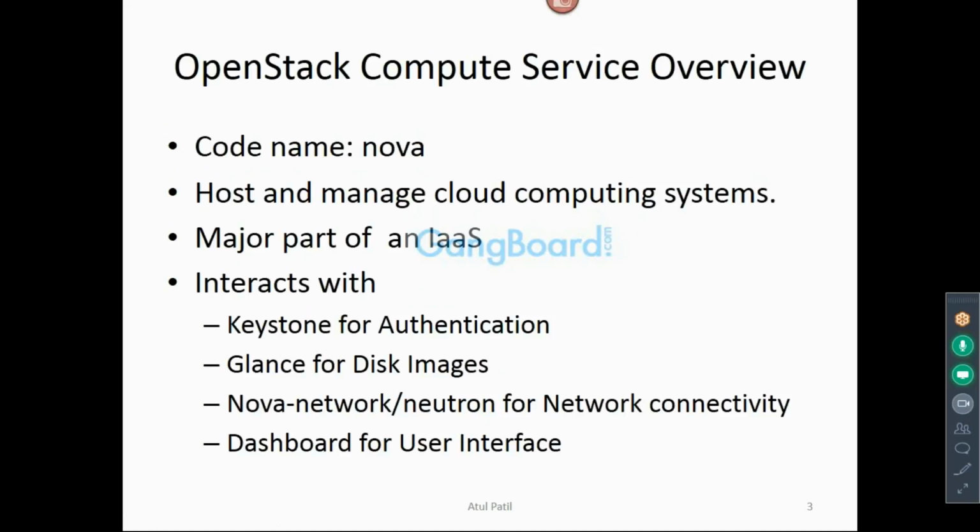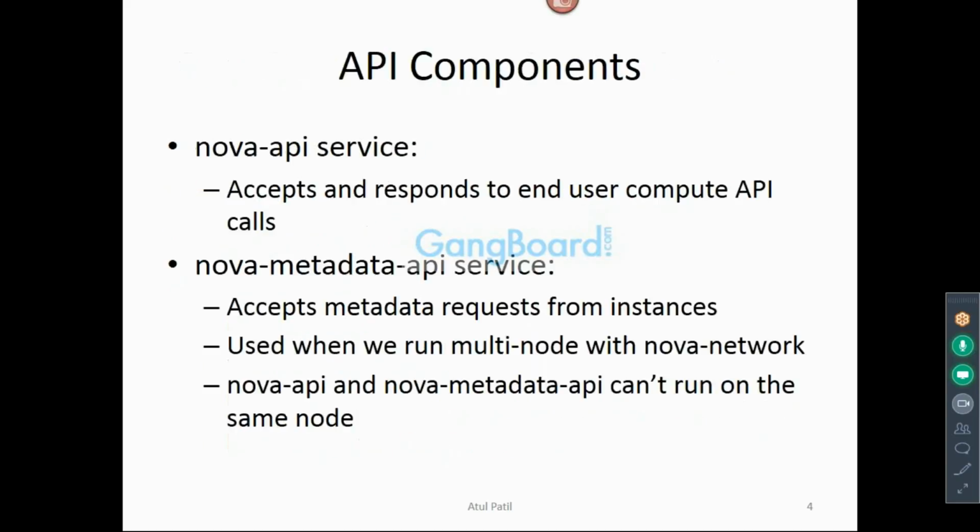And Nova Compute is nothing but your hypervisor. Nova Compute is one more service, which is the hypervisor, and Nova is one of the services. It provides the mediator between your machine creation. Again, the Nova API service is there. In Nova we have a couple of services. The first one is the Nova API service, which accepts and responds to end user compute API calls.